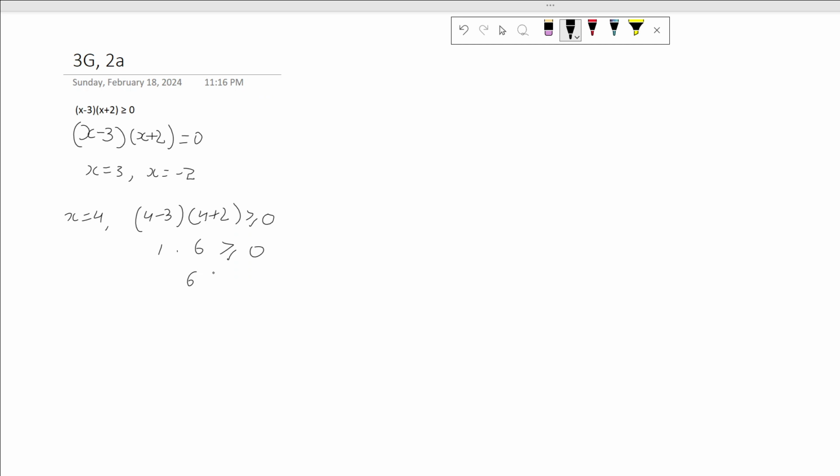Okay, so we already know that when we have the value of x as 3 or above, this inequality will be satisfied. So we know that x is greater than or equal to 3. Okay, let's see on the other side.